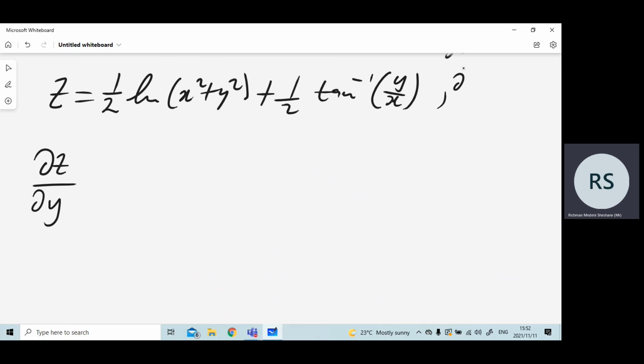I wanted to show that the second partial derivative of z with respect to x squared, if we add it with the second partial derivative of z with respect to y squared, is equal to 0. We already found the second partial derivative with respect to x. Now we want to find this second partial derivative. So let me rewrite z.